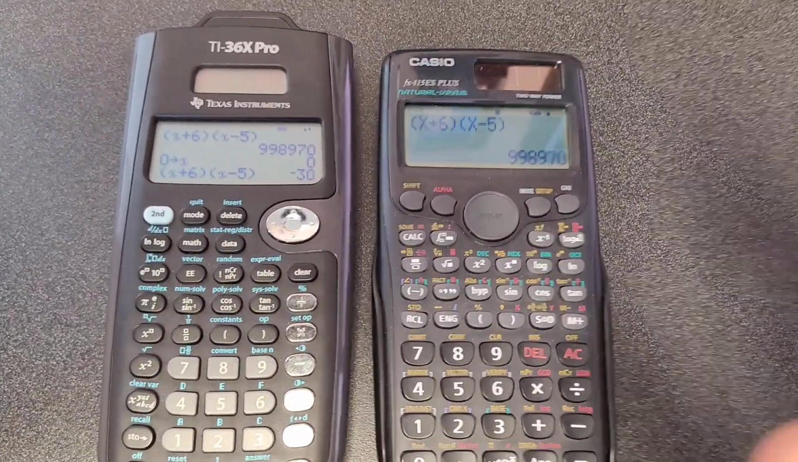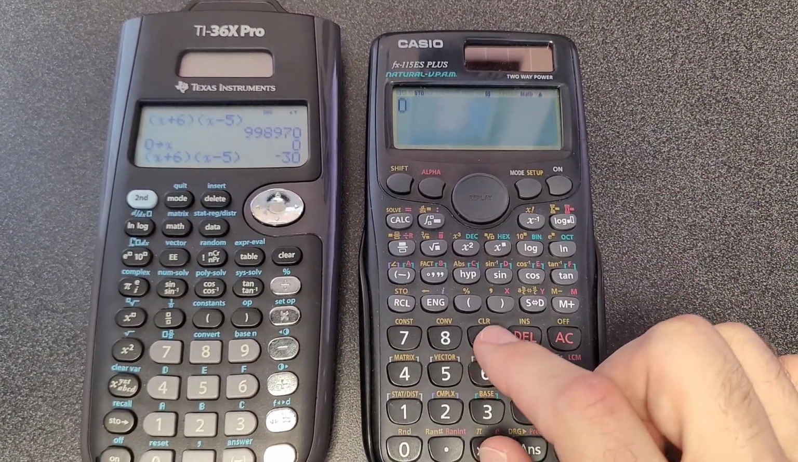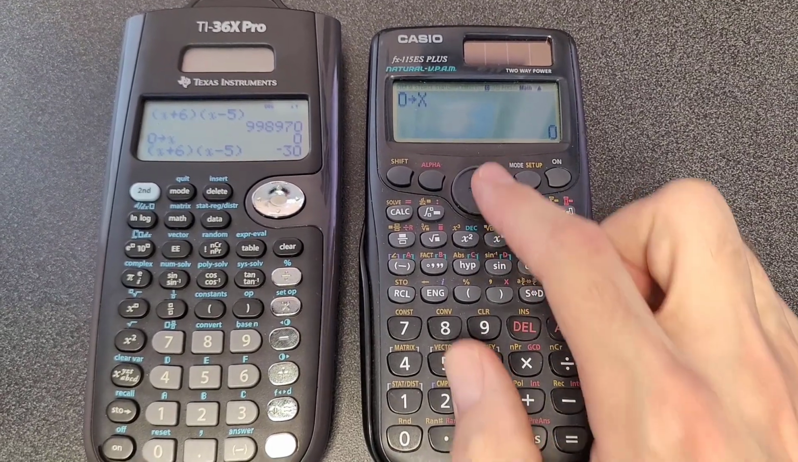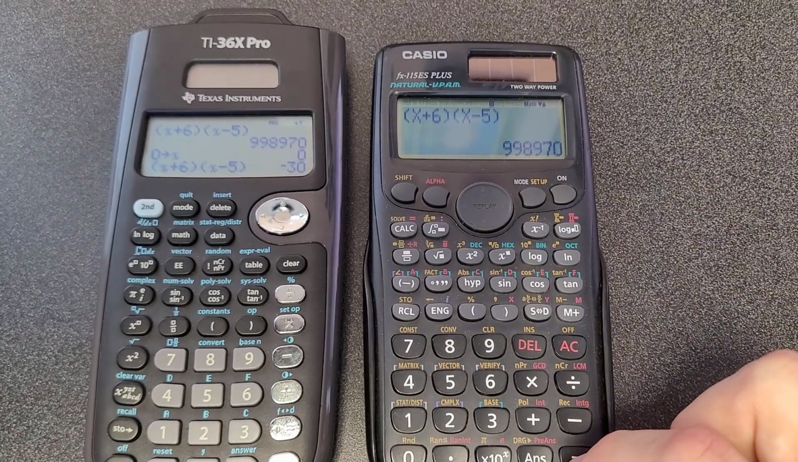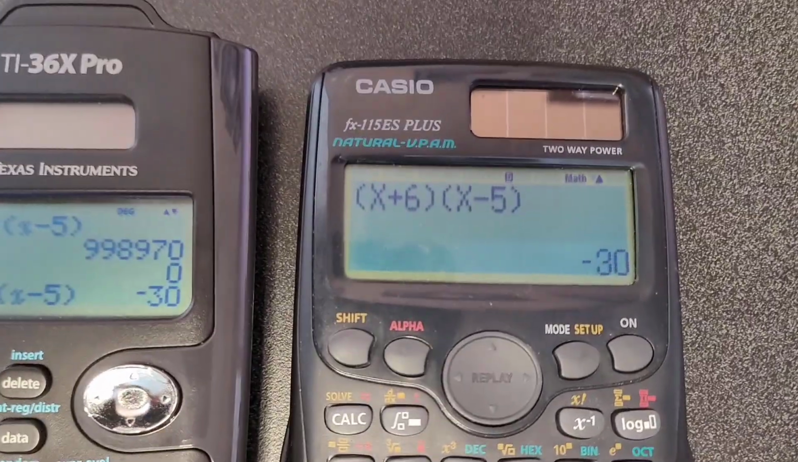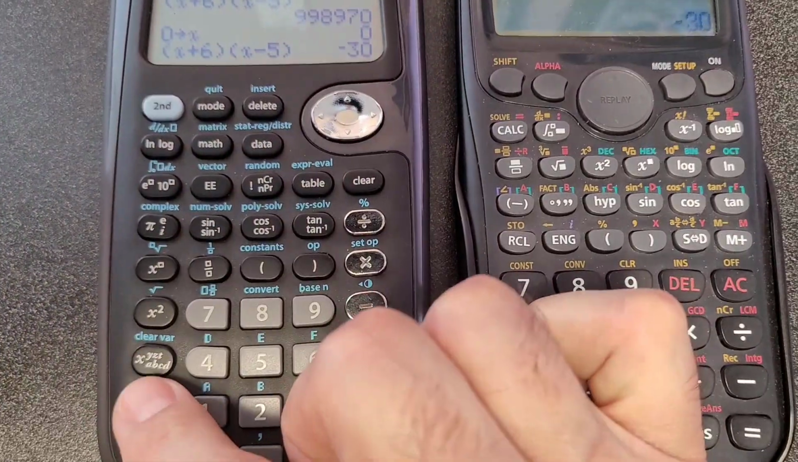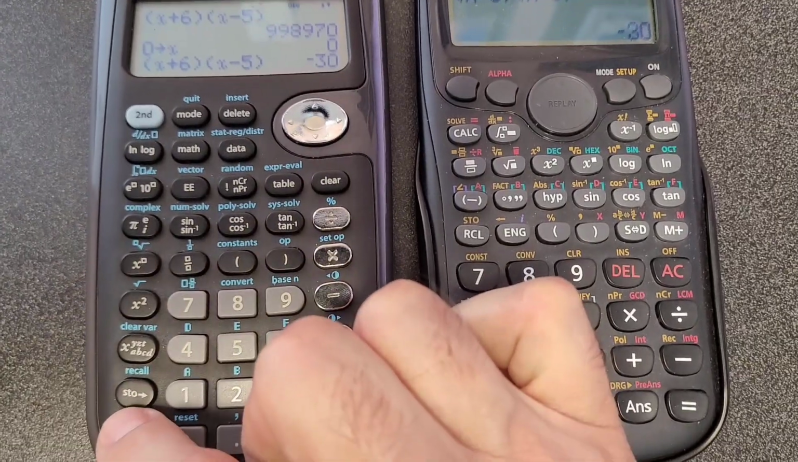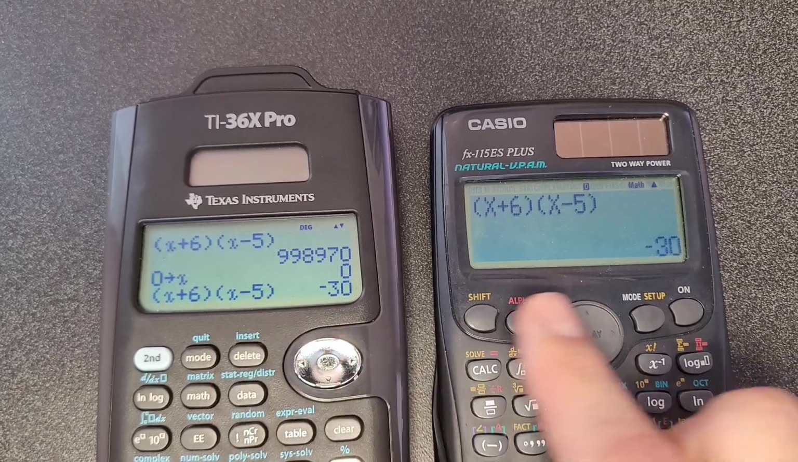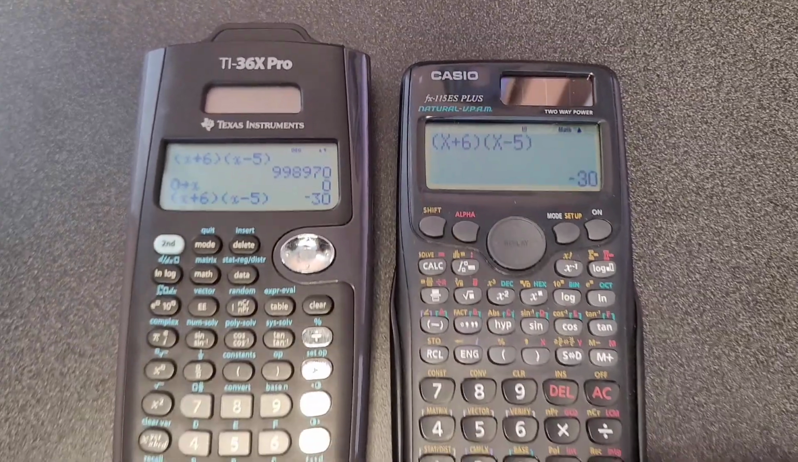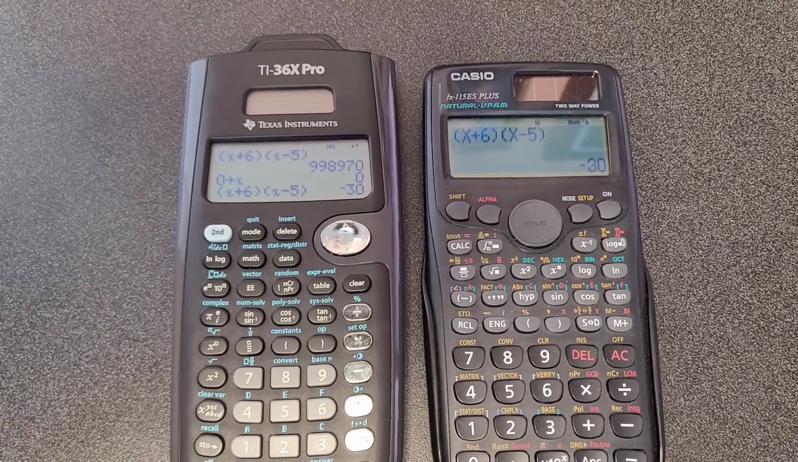Same process on the Casio, hit 0, shift, store, and then just hit the X button. Use your up arrow, and you can go find the expression where it was typed before, hit equals, and it recalculates its value, and you can see you get -30 again. So I kind of like the TI a little bit better because it's got a dedicated variable button, it's got a dedicated store button, and it's got multiple lines that you can see at once as opposed to basically one expression on the Casio. But that's how you store values in a variable and calculate its output for different expressions.